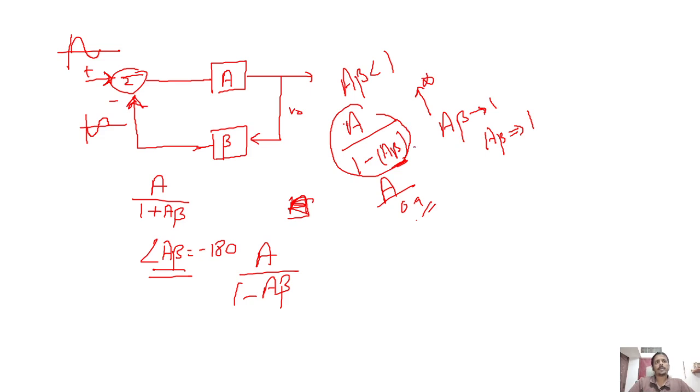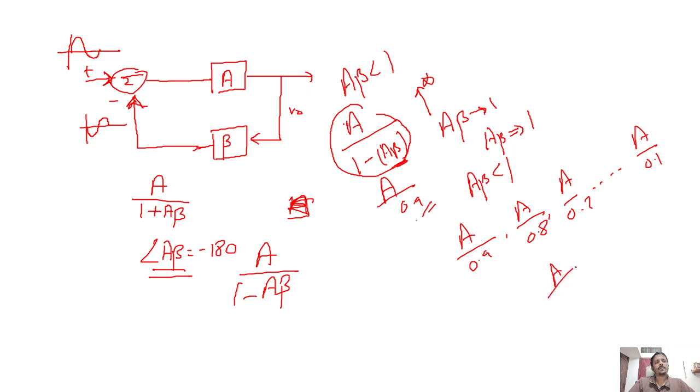It will tend to infinity. As A beta is less than 1, definitely A by some value, say 0.9 or A by 0.8, A by 0.7, it will go on like that. So till A by 0.1 it is stable, right? Even at A by 0.001 it's stable, like 100 into A. So if I have a bounded input, I get a bounded output, 100 into A.